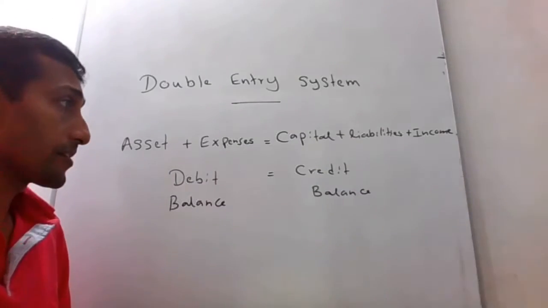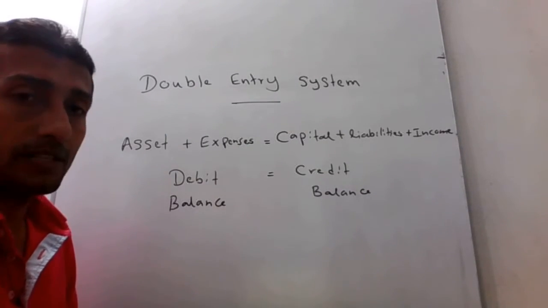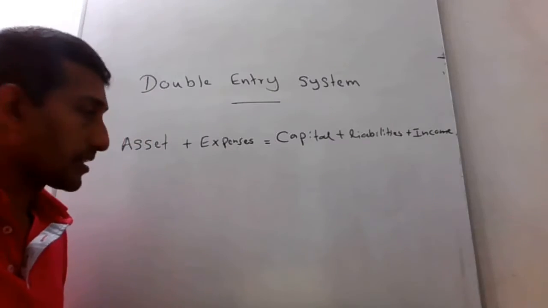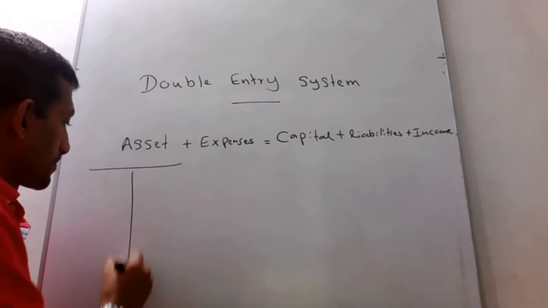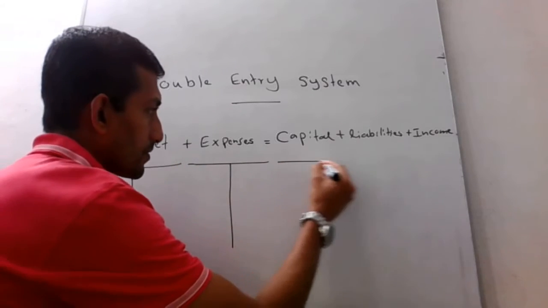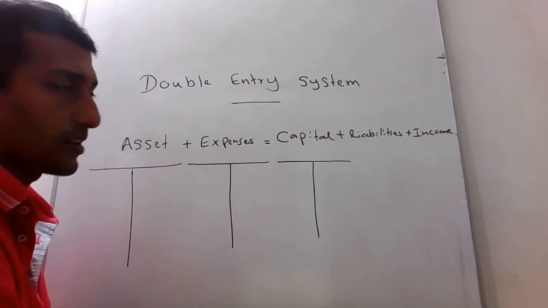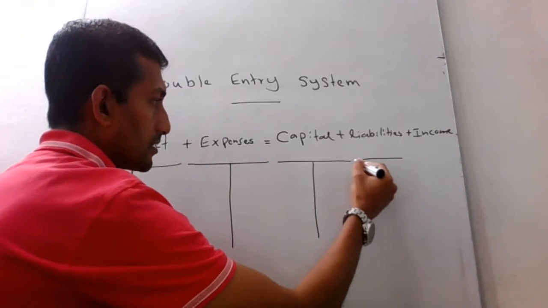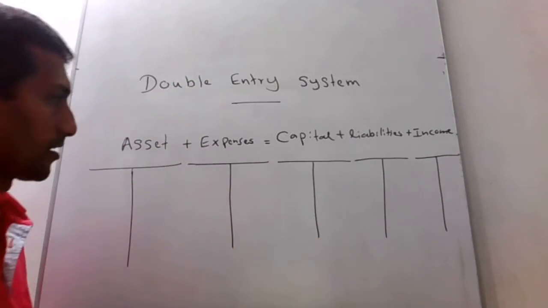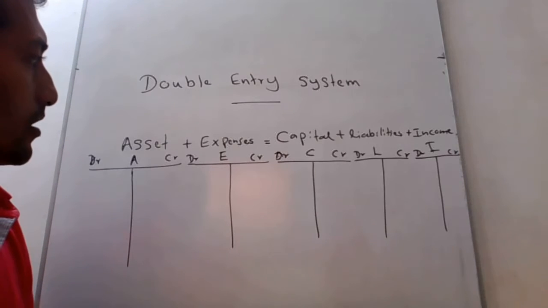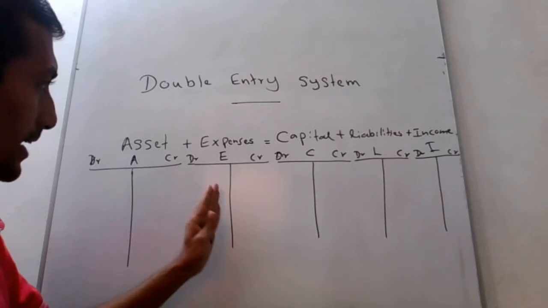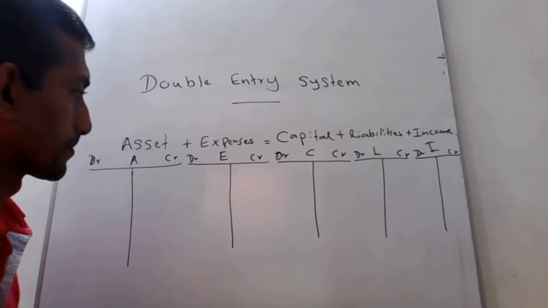So there are some very important rules that we need to know in the double entry system. Let's try to understand that. If I may write it in, these are the ledger accounts. Because it's a T letter shape, we call them T accounts. So let me write the accounts here. As you can see, now we have 5 T accounts. Each has a heading: asset, expense, capital, liability and income.